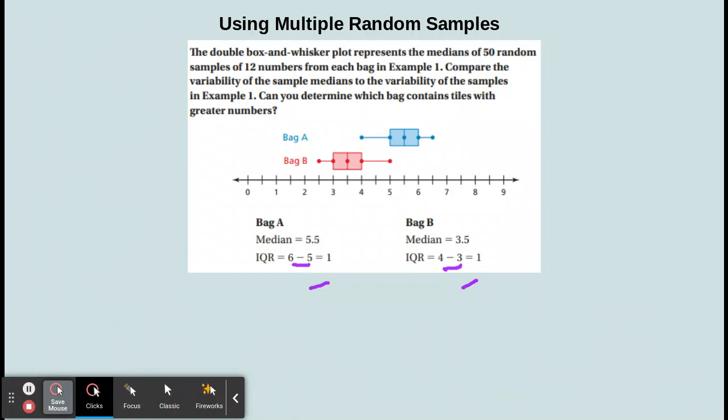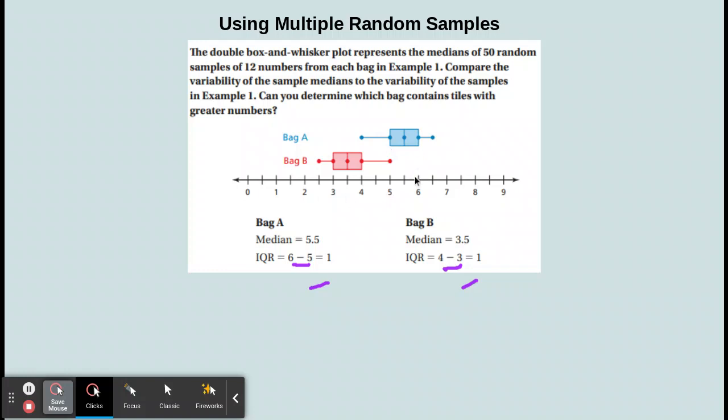And in this situation, we have a double whisker plot, which represents the medians of 50 random samples of 12 numbers from each bag in our last slide. So that means from each bag, we pulled 12 numbers 50 times and then recorded those numbers, right? And then found the median of those values. Okay, so that's what these numbers represent.